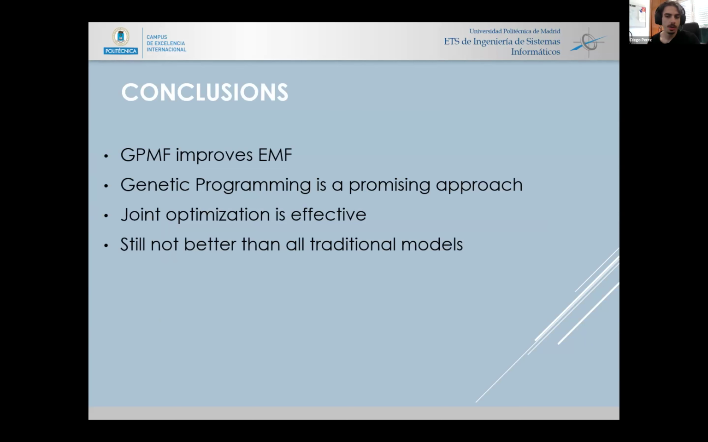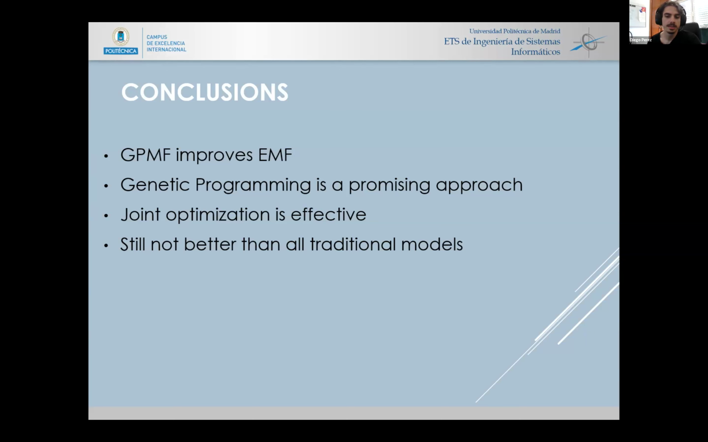In conclusion, we have proposed a new model called GPMF, which applies genetic programming to matrix factorization. Our results show that GPMF improved the performance of the EMF model, demonstrating the benefits of evolving both the model structure and its hyperparameters. These findings suggest that genetic programming is a promising approach for improving recommender systems.